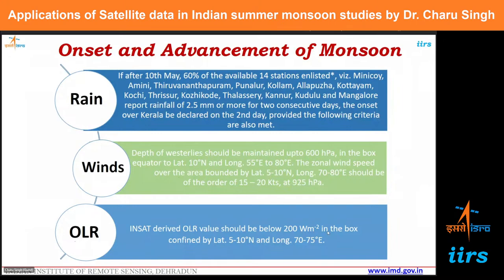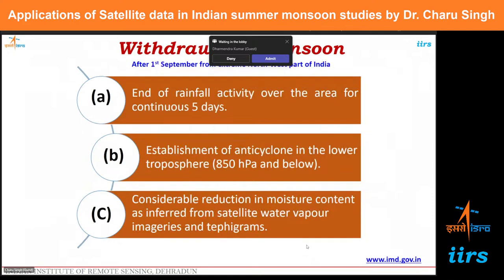Apart from this, the outgoing longwave radiation, which is nothing but a proxy of rainfall, should be below 200 watt per meter square in the box confined by latitude 5 to 10 degree north and longitude 70 to 75 degree east.